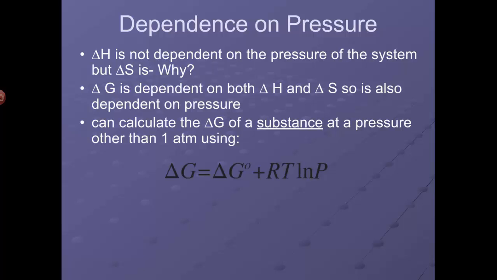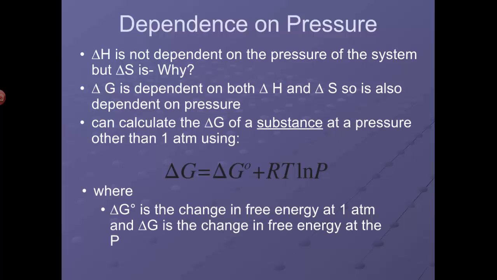And this is a relationship. Delta G without the degree sign, that's non-standard. That means not at a pressure of 1 atmosphere, for example. But that's equal to the standard delta G plus a term that includes pressure: RT, gas law constant, times the temperature, times the natural log of the pressure. Okay? So delta G standard is the change in free energy at 1 atmosphere, and delta G is the change in free energy at whatever pressure P is. So they're related. You just have to adjust the standard delta G by this term, RT natural log of P.